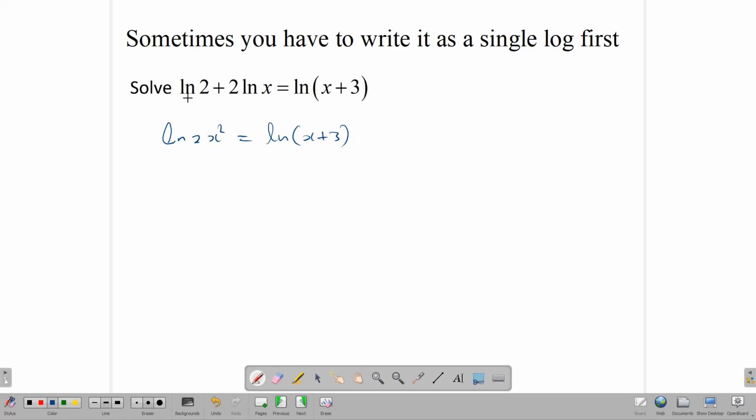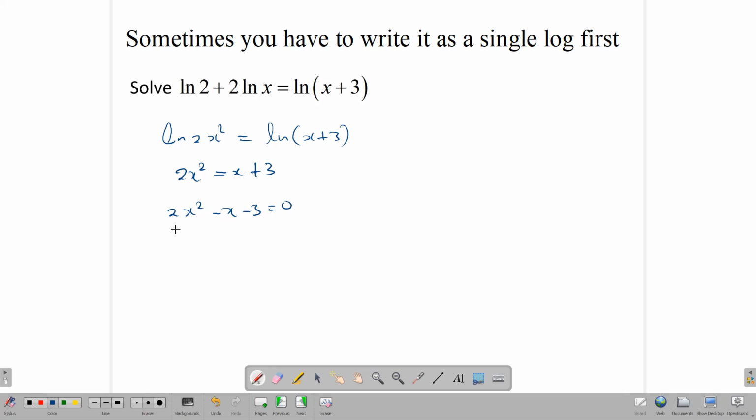Remember, the logarithm of a product is equal to the sum of its logs. So this came from a product, and this is a power, which is why the power goes there. So we can equate them now and say 2x squared is equal to x plus 3. And here we have a quadratic equation that we need to solve. So let's go ahead and solve it by writing it as 2x squared minus x minus 3 equals 0.